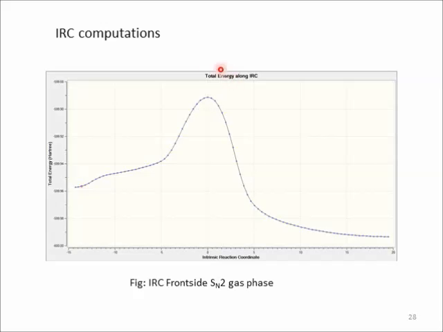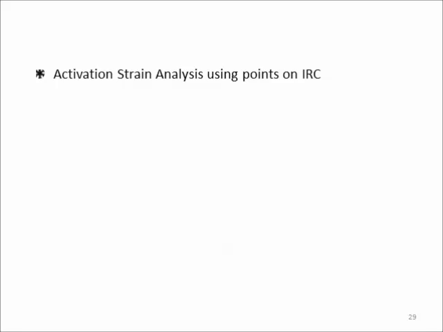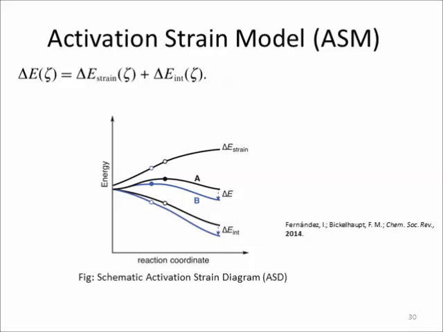To verify whether my transition state connects my reactant complex and product complex, I carry out IRC computation. The points on the IRC are further analyzed using activation strain analysis. The activation strain model is a fragmented approach to understanding chemical reactions. It decomposes the energy of the system into the strain energy within the deformed substrates and the interaction energy between the incoming nucleophile and the substrate.